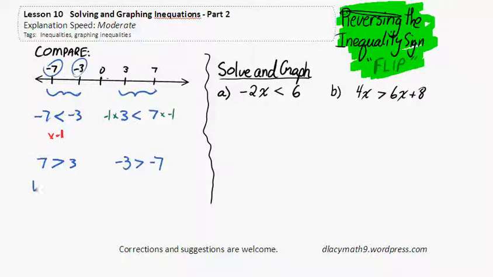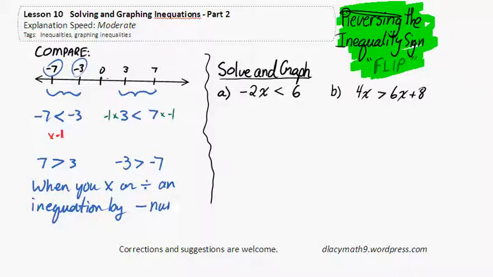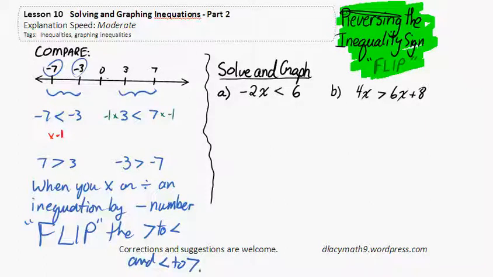Here's the rule. When you multiply or divide an inequation by a negative number, flip, most people say reverse, but I like the flip, the sign. By that, flip the greater than to less than, and the less than to greater than. Let me illustrate this, please, with an example.